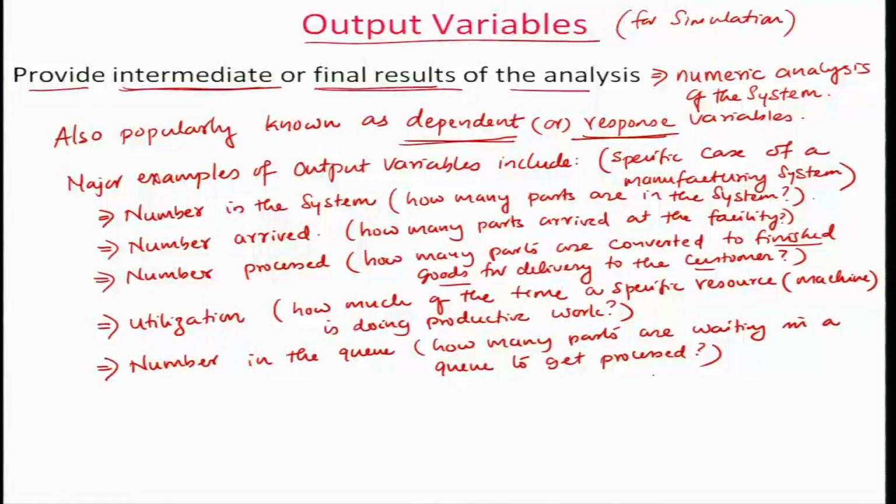So, how many parts are waiting in a queue in front of a machine, so that they can get processed? That will be the number in the queue.